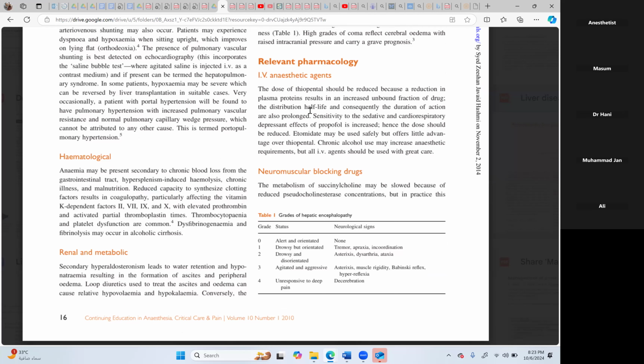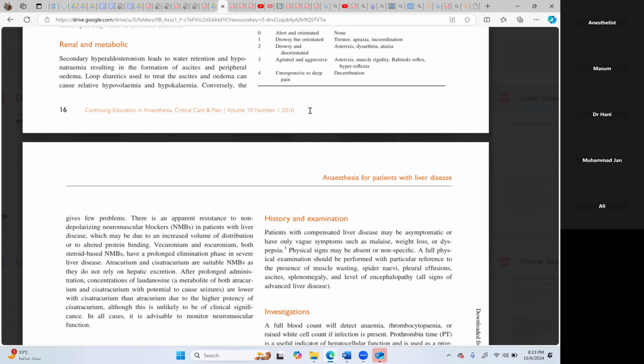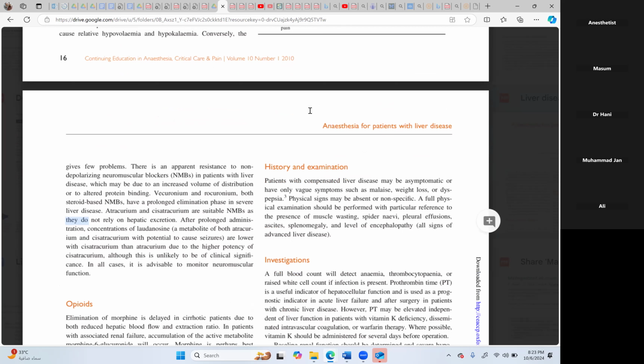Anyways, regarding neuromuscular blocking, the metabolism of succinylcholine may be slowed because of reduced pseudocholinesterase. So pseudocholinesterase concentration is reduced, and there may be a prolonged effect of succinylcholine, and resistance to non-depolarizing agents in patients with liver disease, which may be due to increased volume of distribution, as I was telling you, and altered protein binding. Vecuronium and rocuronium, both steroid based, have a prolonged elimination phase in severe liver disease. Atracurium and cisatracurium are suitable.